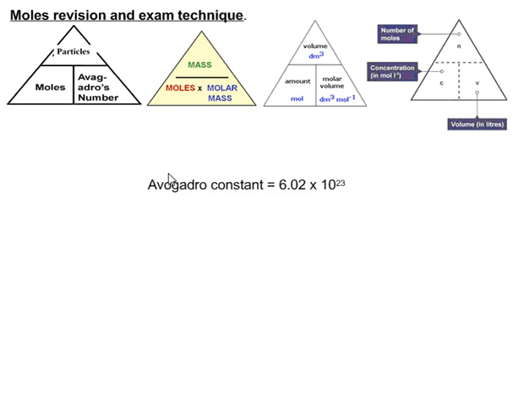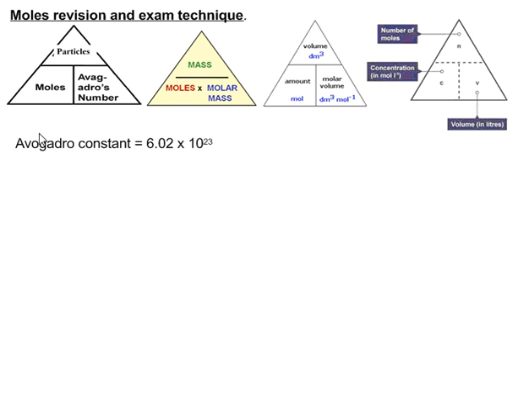Another definition which is very important is the Avogadro constant. You need to remember that the Avogadro constant is equal to the number of particles in a mole, and that is equal to this number, 6.02 times 10 to the 23.